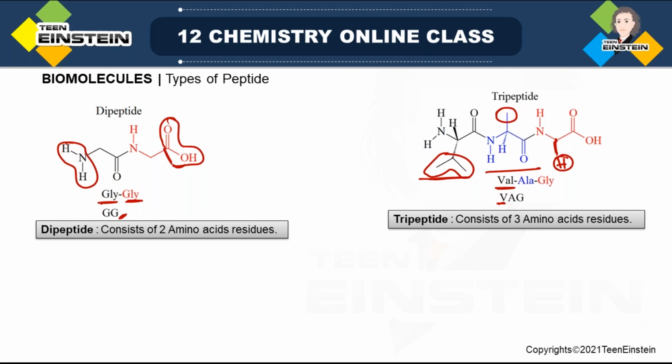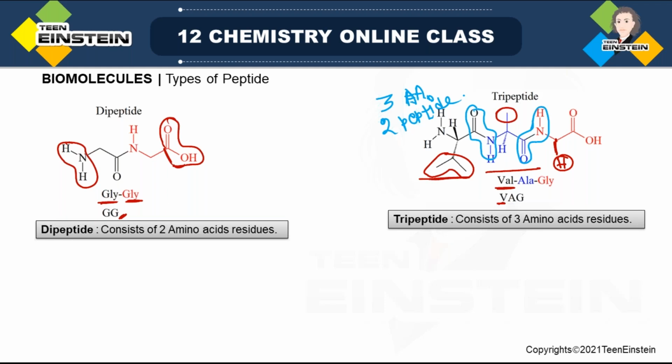If you are expressing it in 3 letter, it will be Val hyphen Ala hyphen Gly. If you are writing in 1 letter, it will be VAG. So how many peptide bonds are there? This is one peptide bond. This is another. So total 2 peptide bonds are there. So when there are 3 amino acids, there will be 2 peptide bonds.